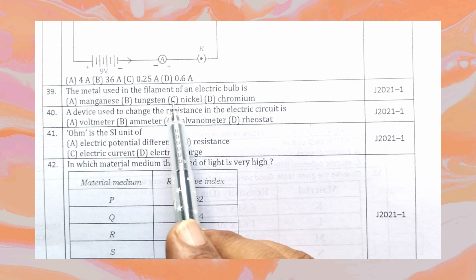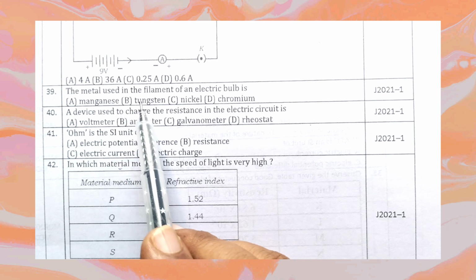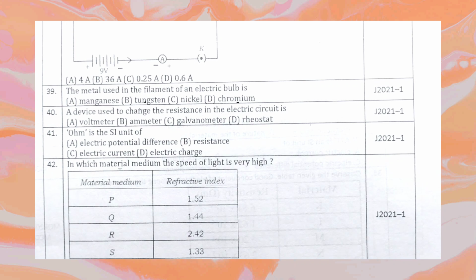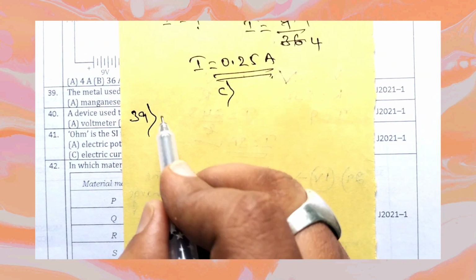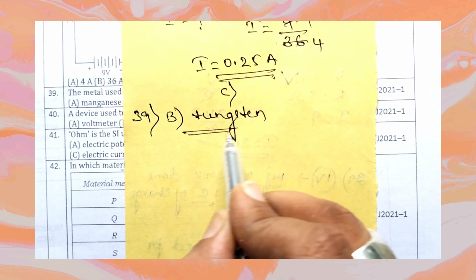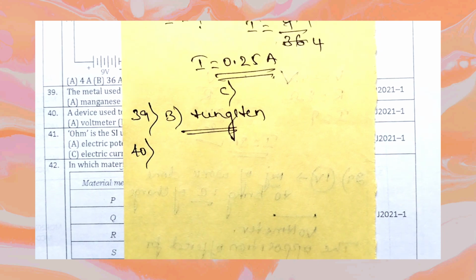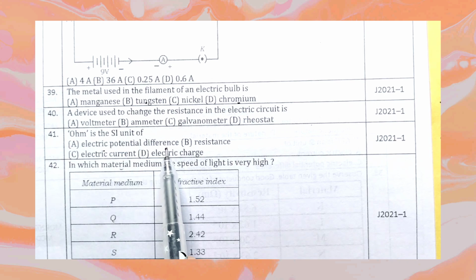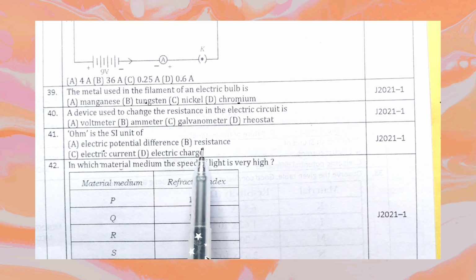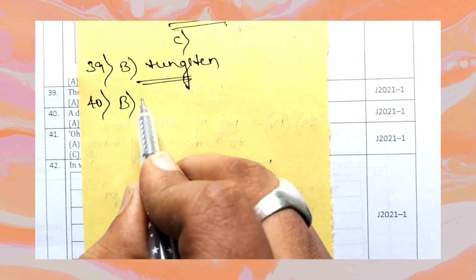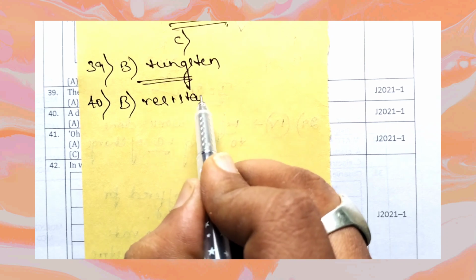The metal used in the filament of an electric bulb is manganese, tungsten, nickel, chromium. The right answer is option B, that is tungsten. So option B, tungsten. Now let us move to the 40th question. Ohm is the SI unit of electric potential, potential difference, resistance, electric current, electric charge. The right answer is option B, resistance.